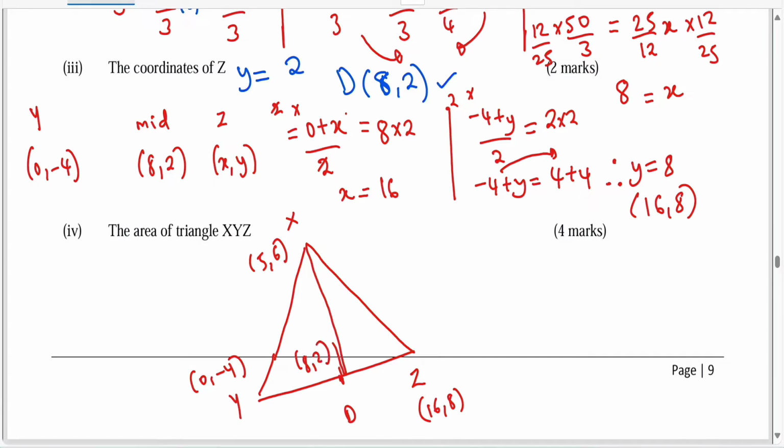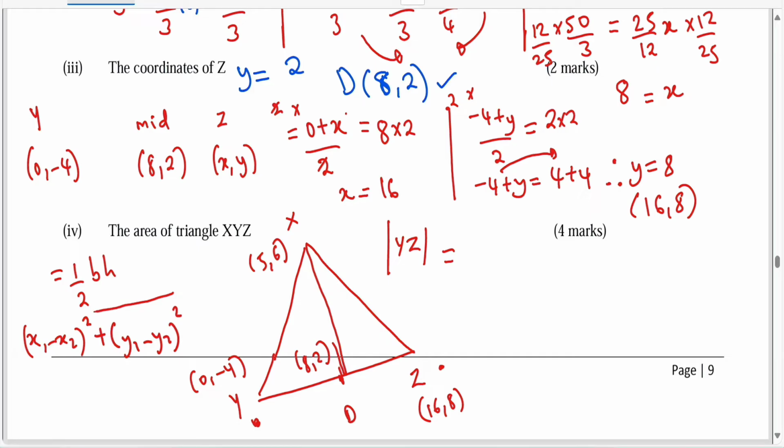So kutafuta area lazima tujue base yetu, a half times base times height, na base yetu ni kutoka Y mpaka Z. So basically we have to find the magnitude of YZ. Na magnitude ya YZ ni rahisi. Kumbuka magnitude, unachukua x1 minus x2 you square, you add to y1 minus y2 you square it, and the resultant answer you square root it. So the same thing utafanya hapa pia.